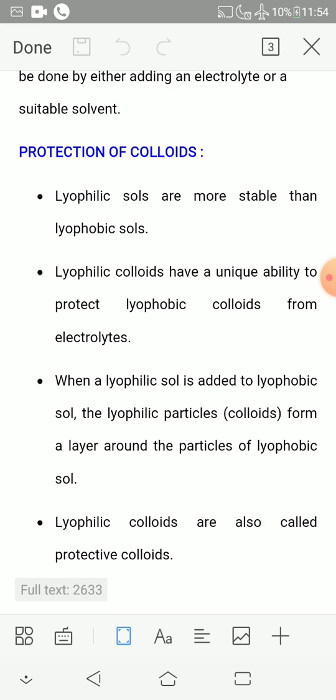Thus, lyophilic colloids are also called protective colloids. When a lyophilic sol is added to a lyophobic sol, the lyophilic particles form a layer around the particles of the lyophobic sol. That is why lyophilic colloids are also called protective colloids. So by using lyophilic colloids, you can protect a lyophobic colloid.